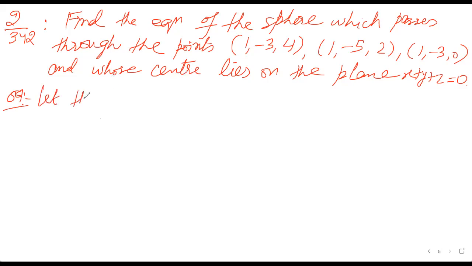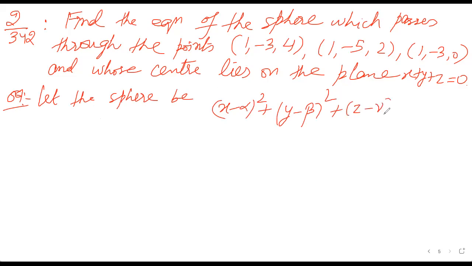Let the sphere be, so I am writing this: (x minus alpha) whole square, plus (y minus beta) whole square, because it is easy to solve, plus (z minus gamma) whole square is equal to a square. I am taking it as a. Suppose this is the equation of the sphere, equation 1. Now, this one is passing through these points, so they will be satisfying it. Now, I have to find four unknowns: alpha, beta, gamma and a.